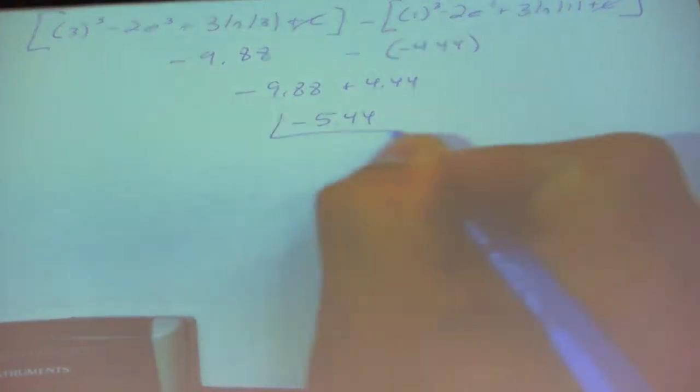When you're done, you should get negative 5.44.